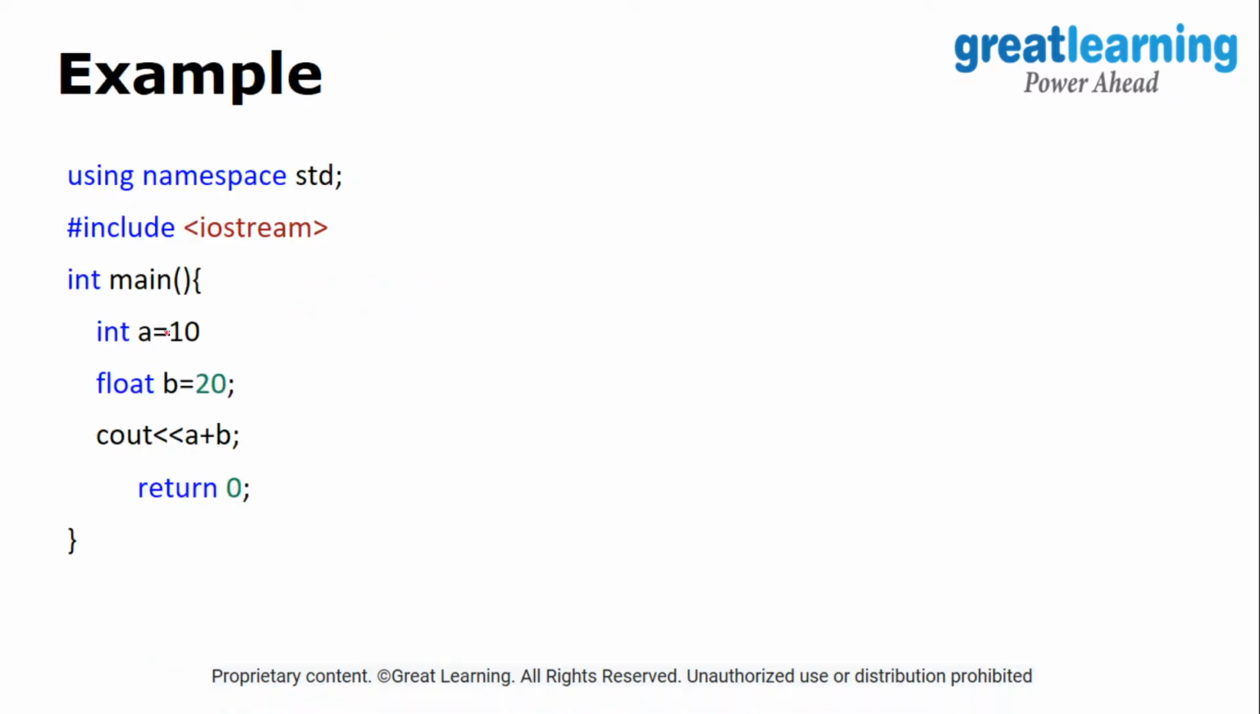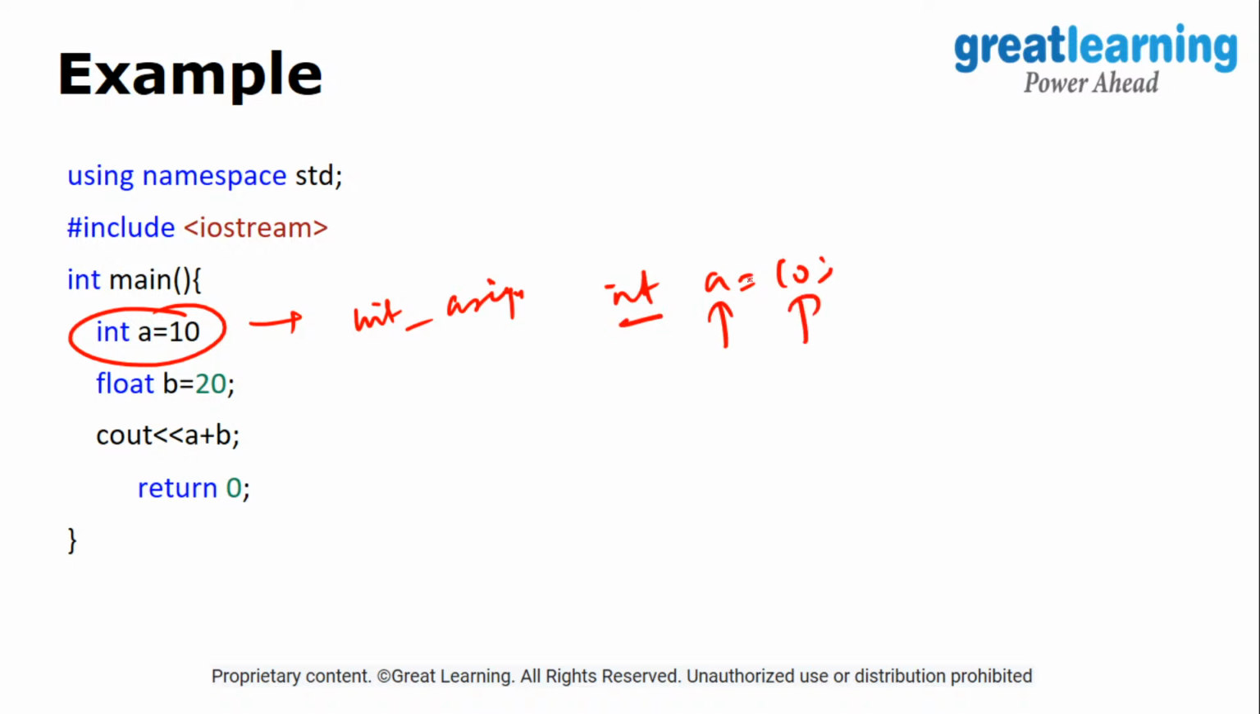Now let's try to see a little program regarding this. What is happening here? We are doing initialization and assignment in the same line. So we have int a equal to 10. This is the data type, this is the variable name, this is the assignment operator that we are using, we'll talk about operators as well, and this is the value. So this is initialization and assignment in the same line.